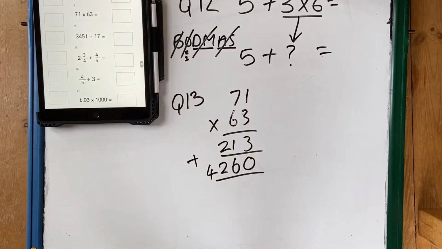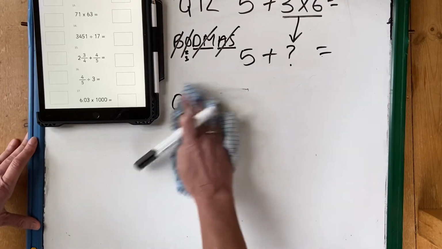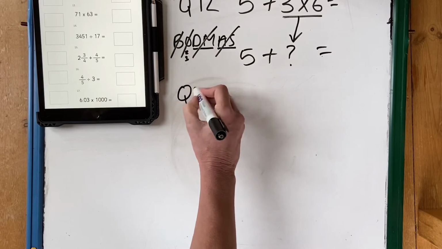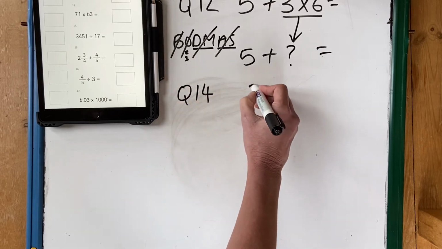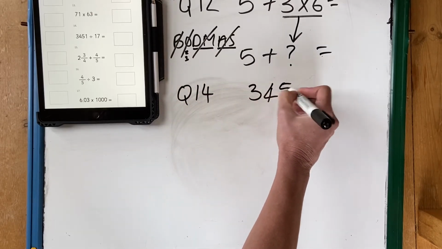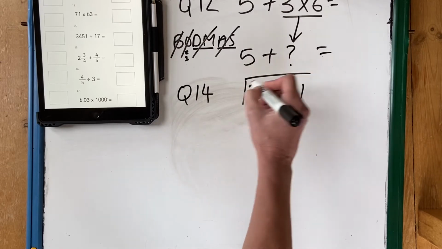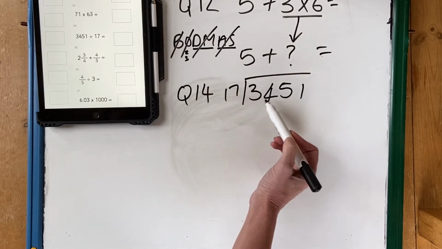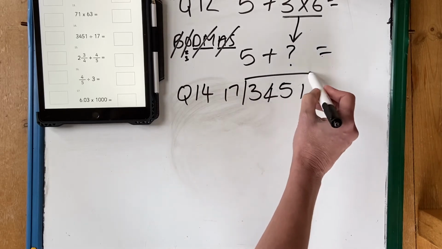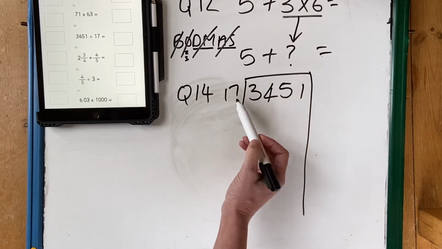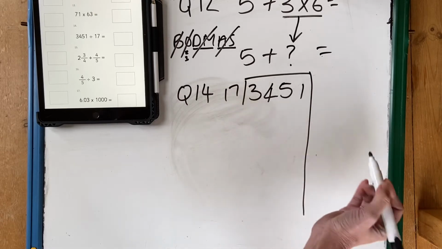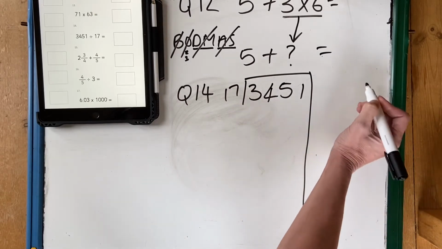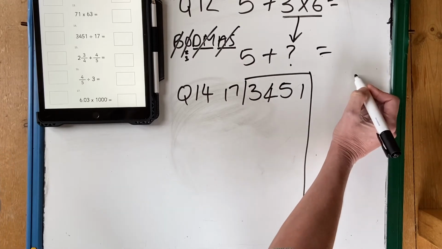Question 14. I need a bit of space for this one, I think. So, question 14. 3,451 divided by 17. So it's asking how many 17s are in 3,451. So, because it's a 2-digit number, we in class have been using the starburst method. So, here you need to write out your starburst.